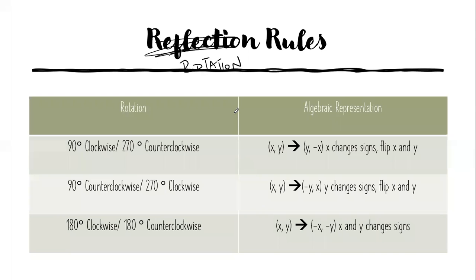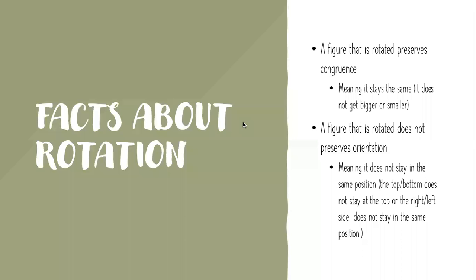All right, so let's go back to this. The figure preserves congruence. Yes, it stayed the same. Nothing changed. It just turned around. If I'm turning in circles, my body's not changing. I'm staying exactly the same. So it preserves congruence. But if I'm turning, I do not preserve orientation. My position is different, right? If I go 180, I'm upside down. If I go 90 degrees, I'm on my side. So it does not preserve orientation.